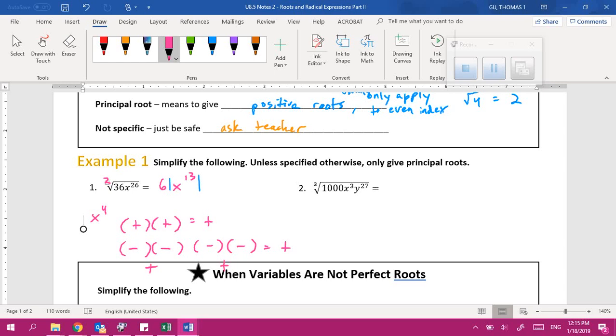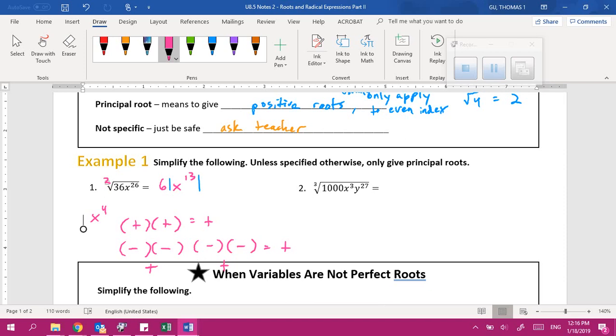Number two, would we have to worry about absolute values on number 2? No, why not? Because that is not how you tell if you have to look at absolute values or not. It's if the index is even or not. Is this index 3 even? No, so we don't have to worry about absolute values. So we can just solve it and leave our answer.